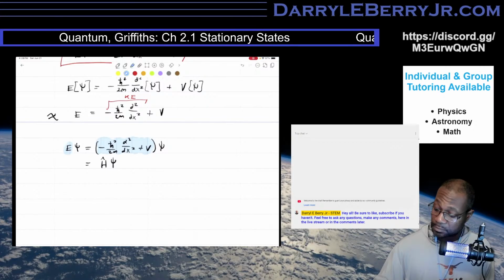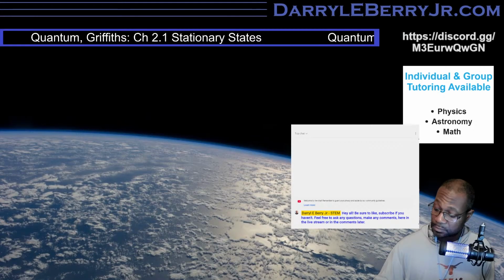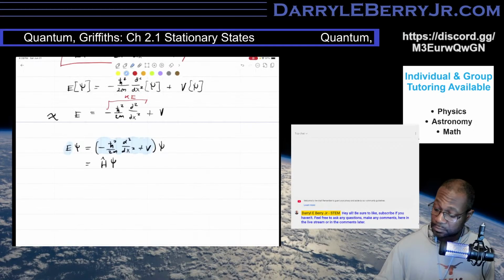But that's called the Hamiltonian, this operator, because we can put that operator on psi, and it'll give us psi back, multiplied by the value of the total energy.